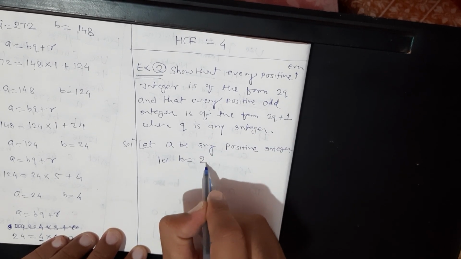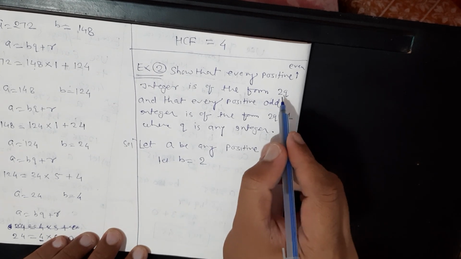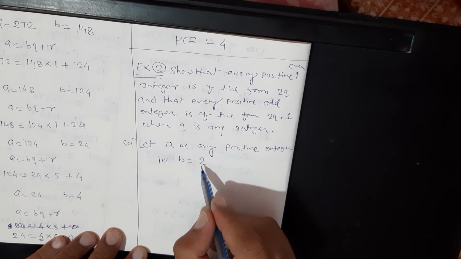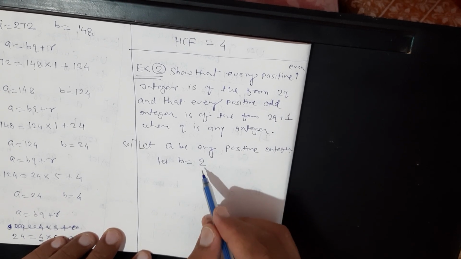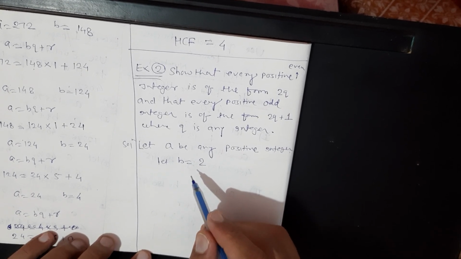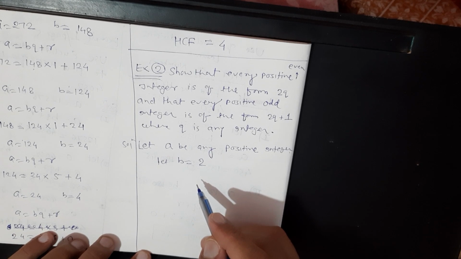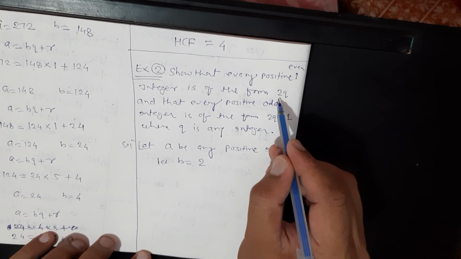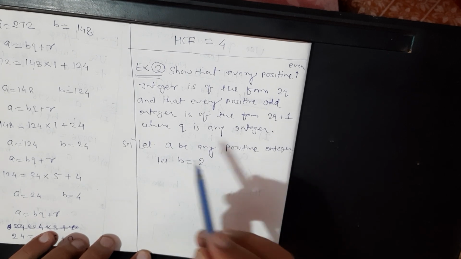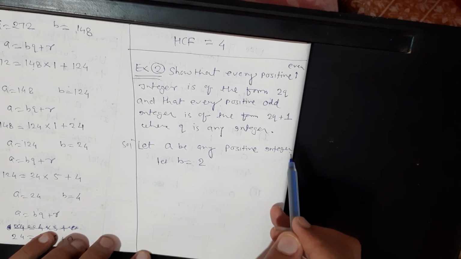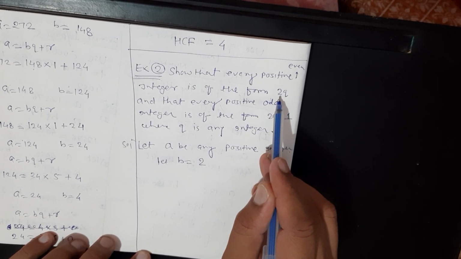B is equal to 2. If some question carries 6, you have to take 6, so it is not necessary to always take the same number. It depends on the question. So in this question, this 2 will help you take b. So a is a chosen positive integer and b is equal to 2.